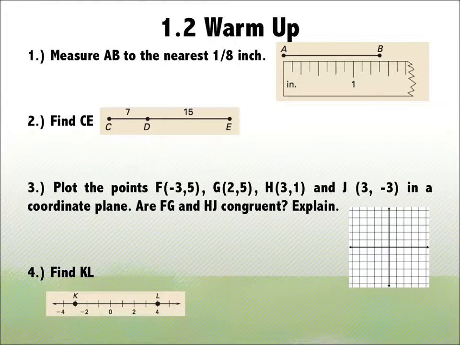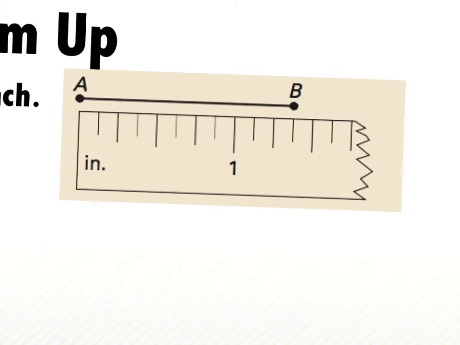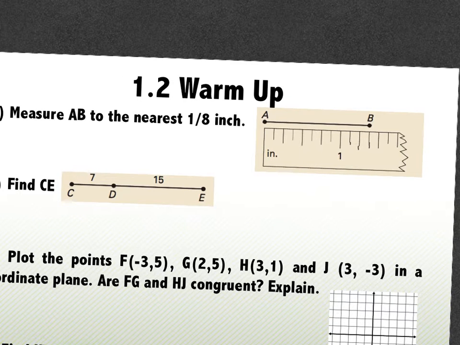All right, we talked about the angle addition postulate and the ruler postulate. We talked about how to find the lengths of things. So number 1 says measure AB to the nearest eighth of an inch. It gave you the little ruler there. If you just go from one to the other, this would be 1/8, 2/8, 3/8. So this is 1 3/8.